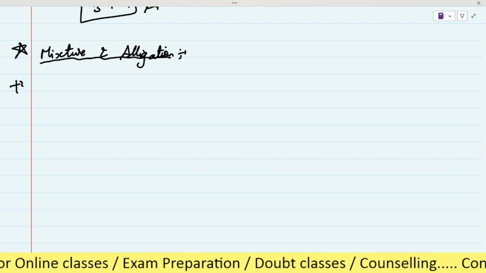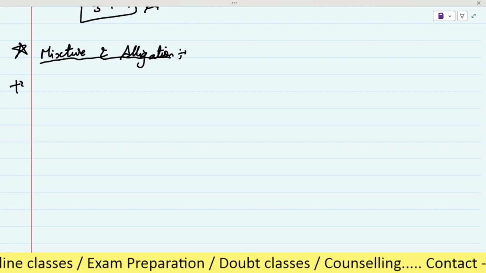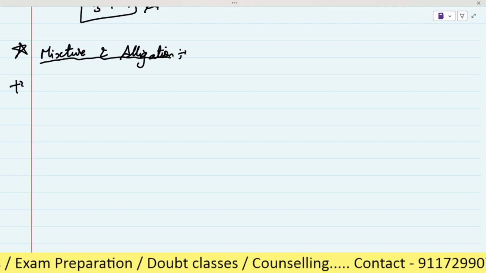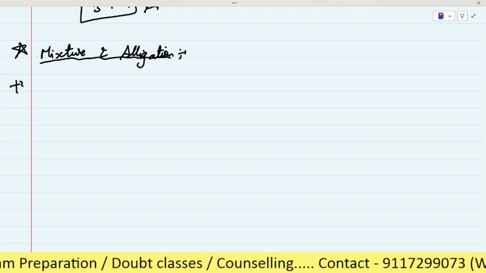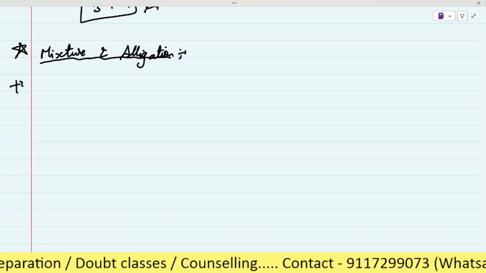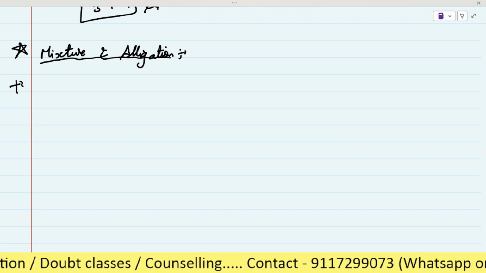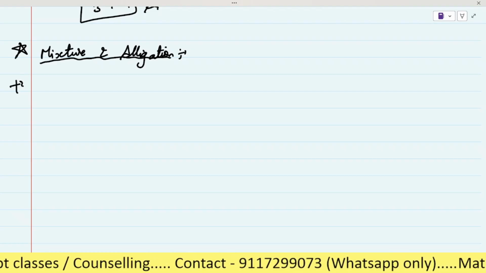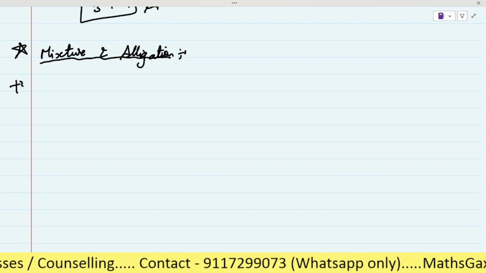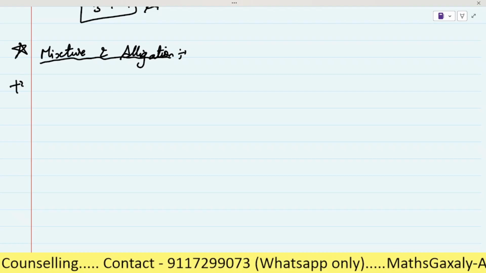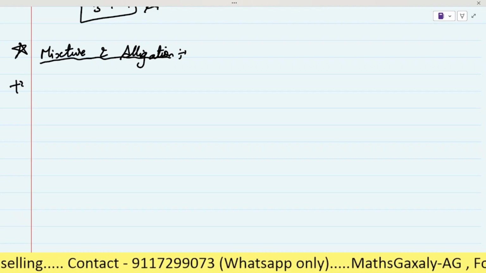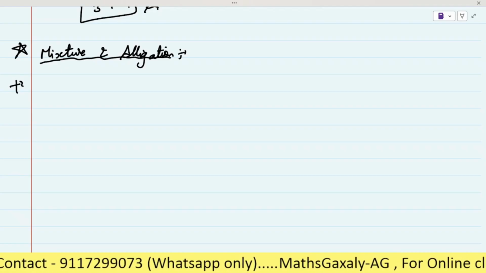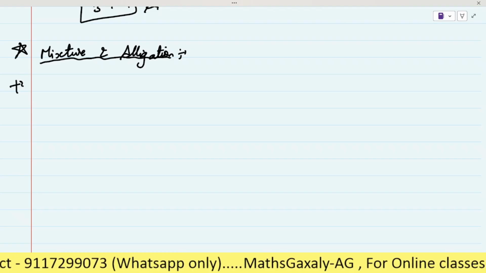And the alligation rule says that if a substance of dearer price, rupees D per unit, is mixed with another substance of cheaper price, rupees C per unit, to form a mixture with a mean price of rupees m per unit, then we will use the formula: quantity of cheaper substance divided by quantity of dearer substance is equal to dearer price minus mean price divided by mean price minus cheaper price.